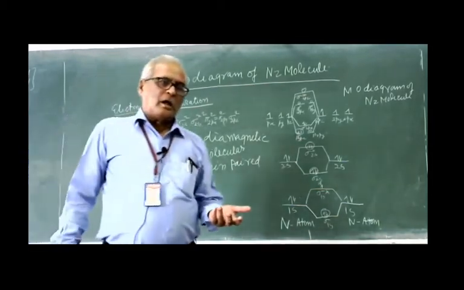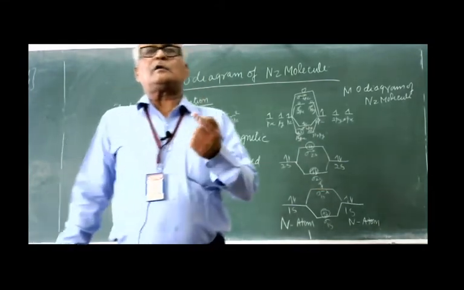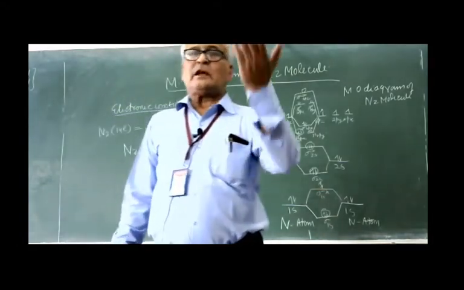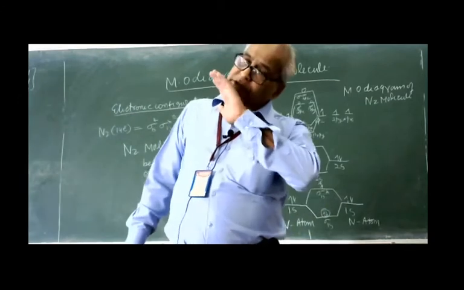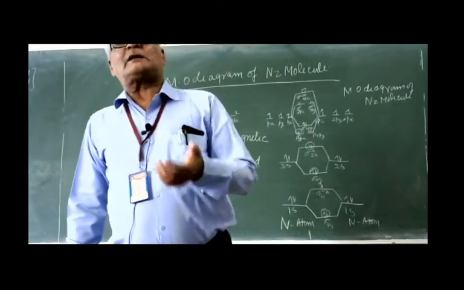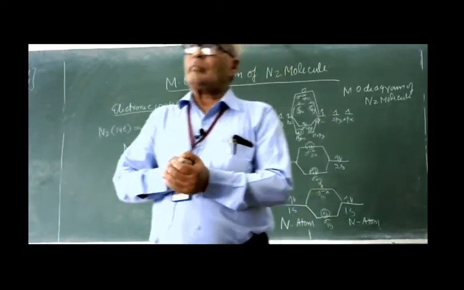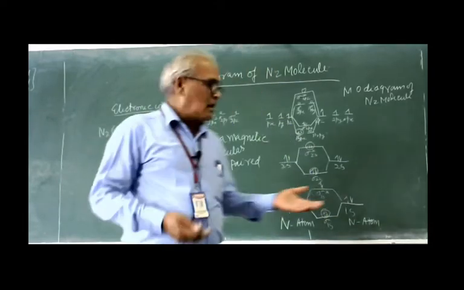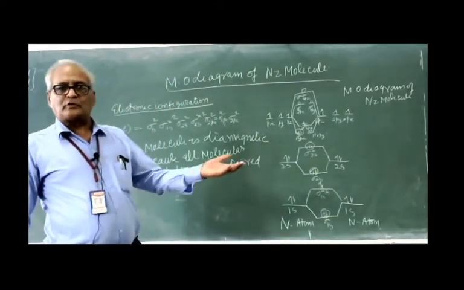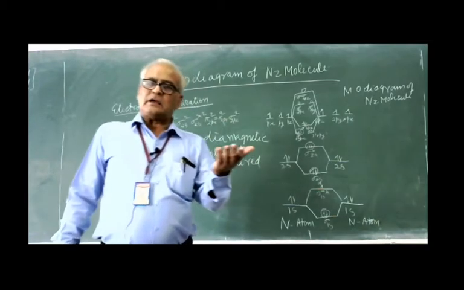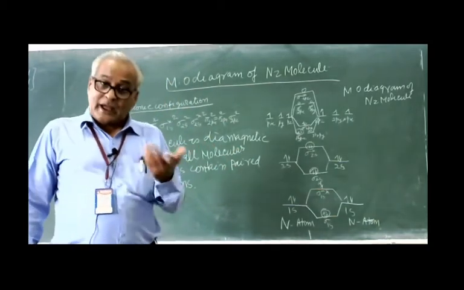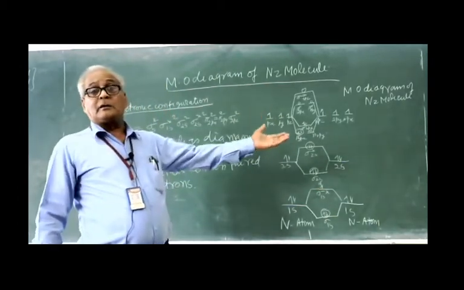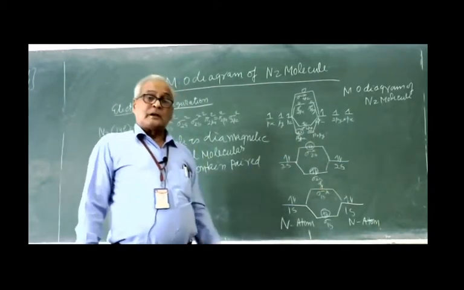If a molecular orbital contains one single electron, two unpaired electrons, three unpaired electrons, so if there is a presence of unpaired electrons in the molecular orbitals, the molecule will behave as paramagnetic. But in case of nitrogen, we can say nitrogen is a diamagnetic molecule. Why? Because all molecular orbitals, either bonding or anti-bonding, contain paired electrons, so it is a diamagnetic molecule.